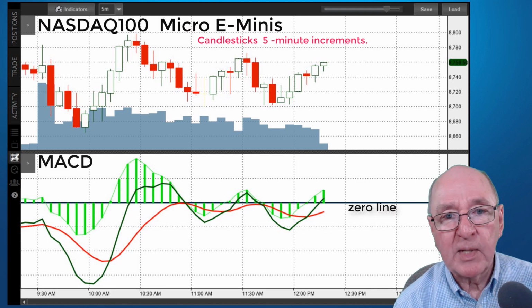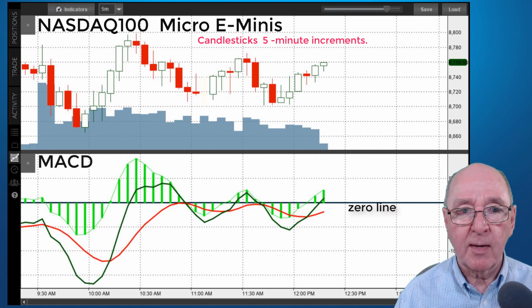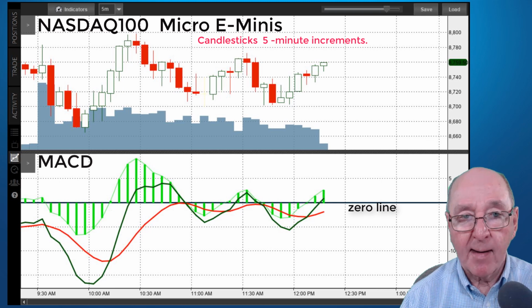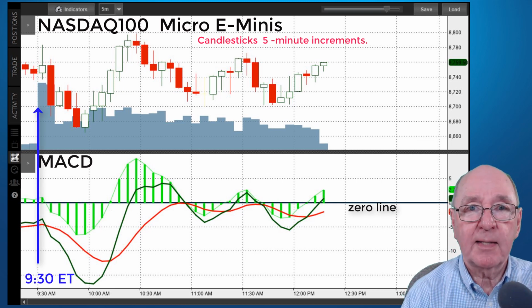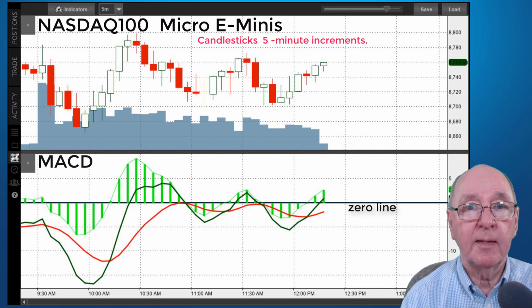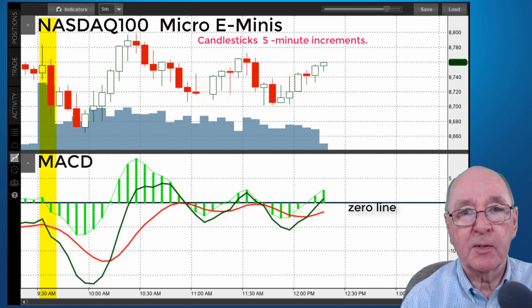Okay, let's move on to the next example now. Brand new chart, brand new day. You see at 9:30 here, the market opens. Now remember the rules: a buy signal, red and green, both above the zero line and the green over the red with some momentum in an upward direction.